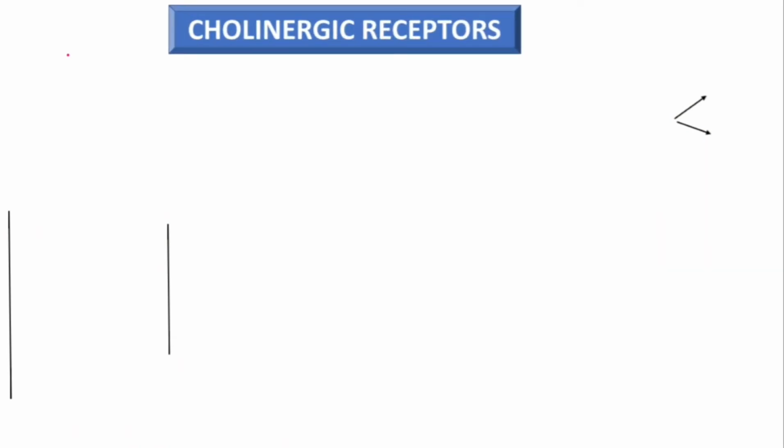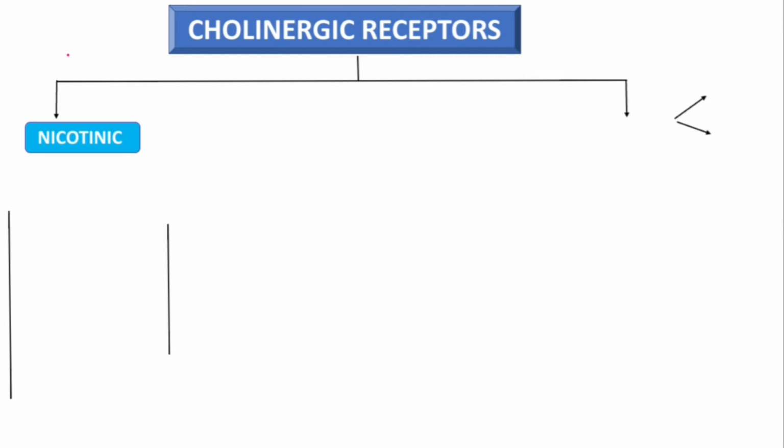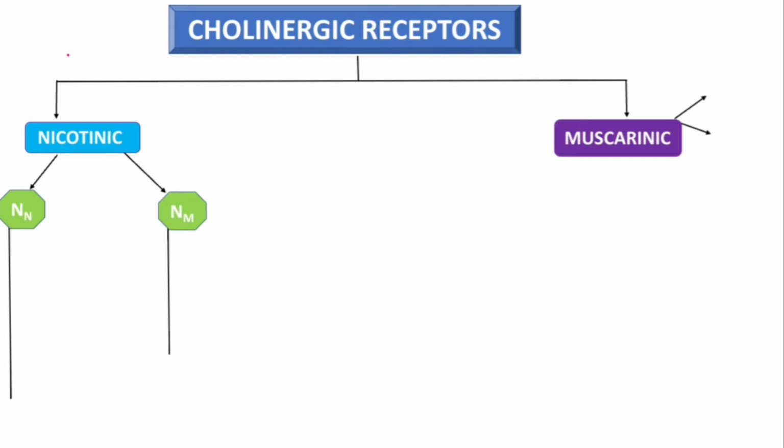In this video, we're going to talk about cholinergic receptors. These are the receptors which use acetylcholine. There are two kinds: nicotinic receptors and muscarinic receptors. Nicotinic receptors can be further divided into those found on the nerves, which we can call NN, nicotinic for the nerves, and another one, nicotinic receptors found in muscles.